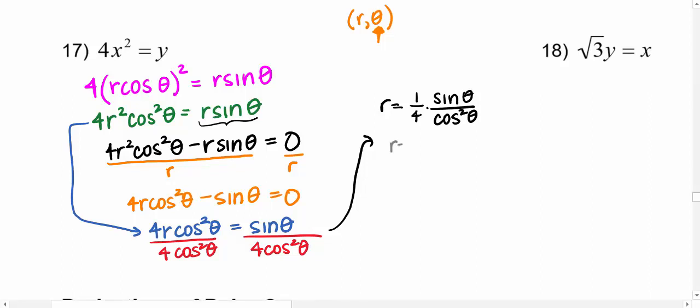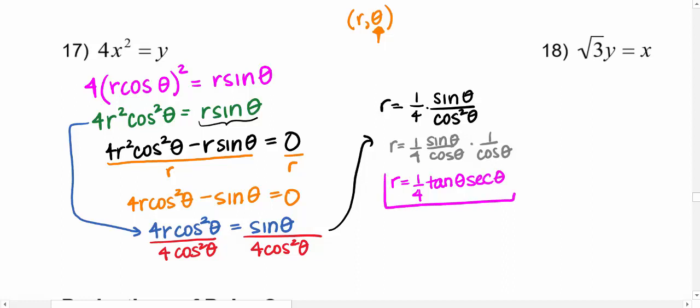So r equals, I'm going to leave the 1/4 as the coefficient, sine theta over 1 of the cosine thetas times 1 over cosine theta. Again, just separating out those cosine thetas. And then sine over cosine is tangent, and the reciprocal of cosine is secant.